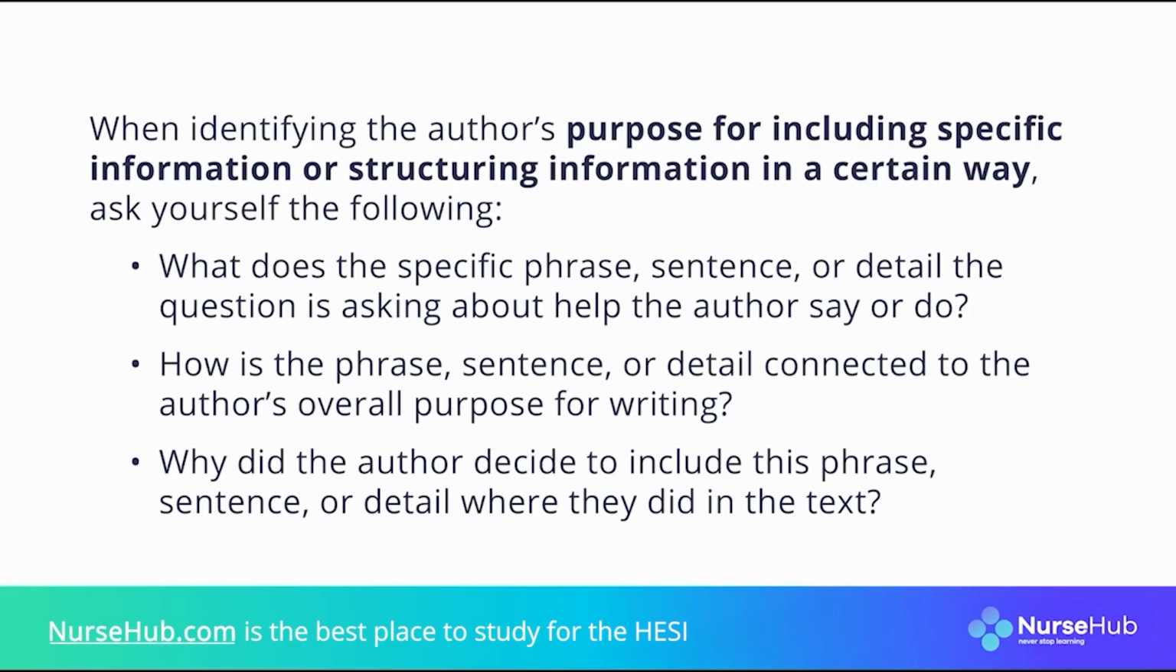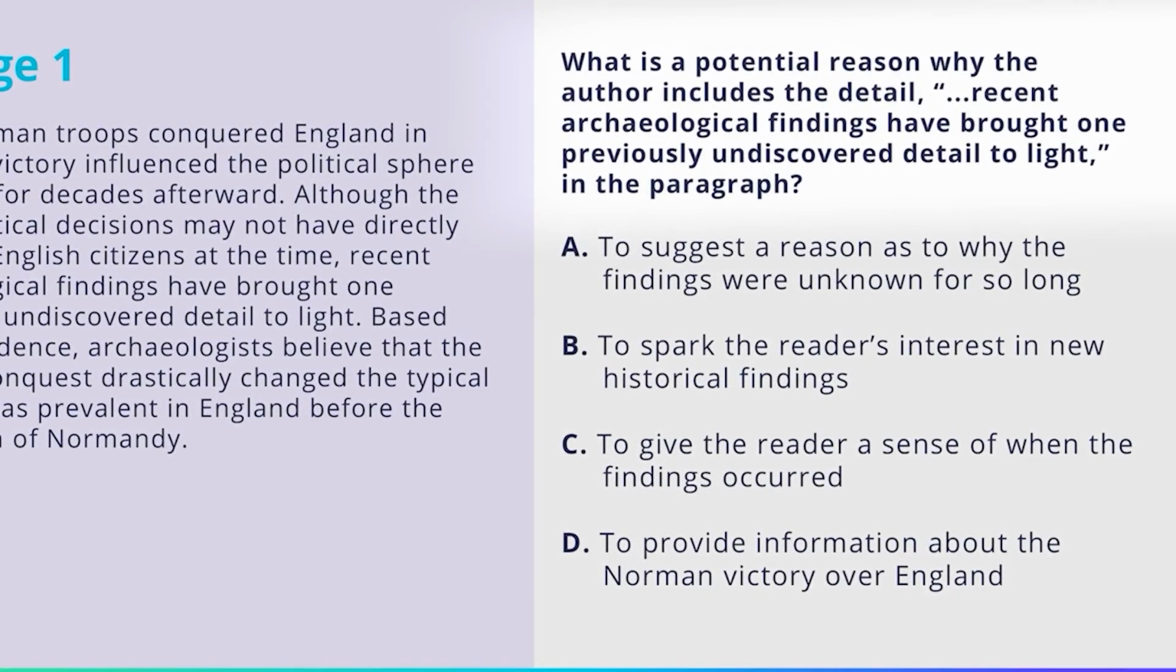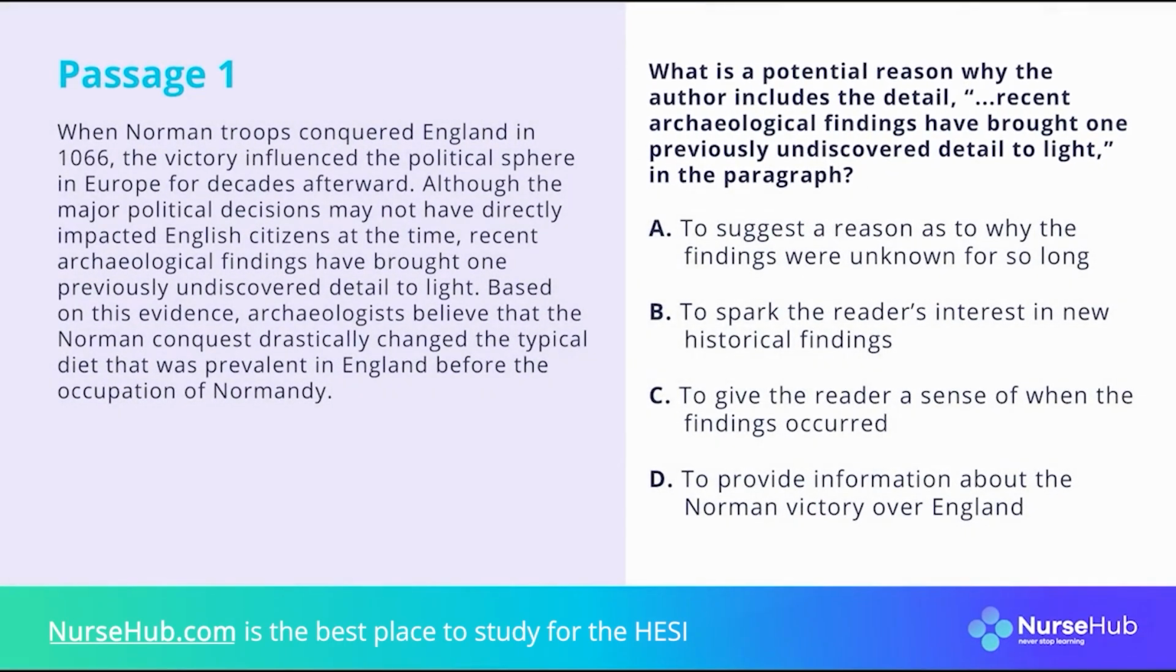As you can see, we just ran down a couple of different versions of author's purpose. You might be asked on the HESI about what's the purpose of this text. You might also be asked, why did the author include this specific detail? So we're going to run through a couple examples before we dive into guided and independent practice. Let's go ahead and start here by reading the question. What is a potential reason why the author includes the detail? Recent archaeological findings have brought one previously undiscovered detail to light in the paragraph. So we're looking for that detail as we read, and we need to understand why it's there.